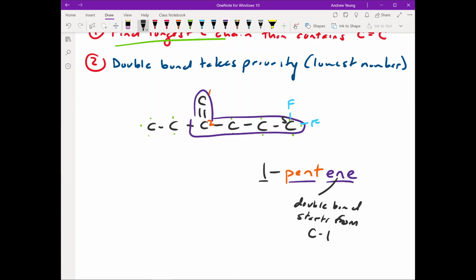It takes priority. Now having this as my longest parent, it turns out that this one here is going to be an offshoot. It's going to be a branch, an alkyl group. That branch by itself has 2 carbons, so that's going to be an ethyl branch. That's still branched off carbon position number 2. So this part here is normal, what you're used to, 2-ethyl-1-pentene.